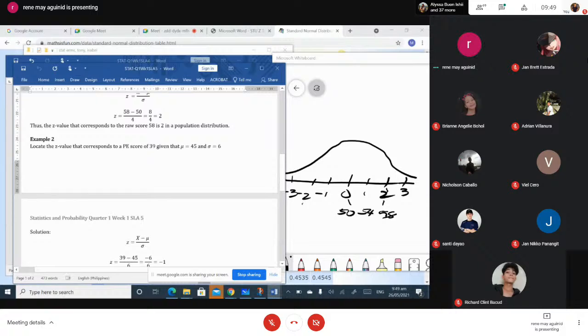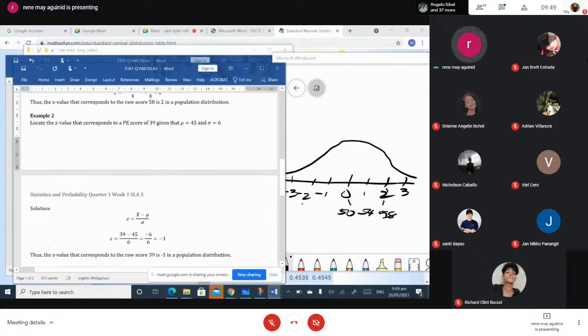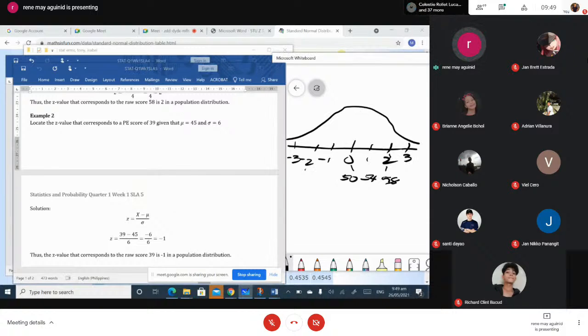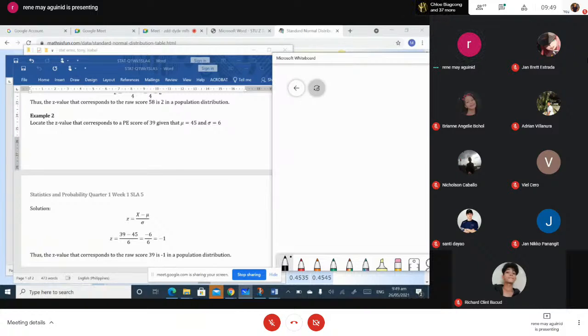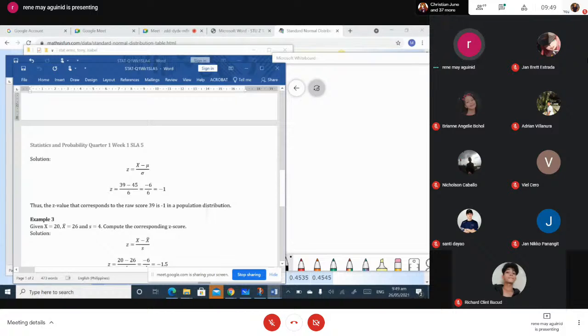Example 2. Find the z value that corresponds to the score of 39 given that your mu is 45 and your standard deviation is 6. So solving that one, that will give you negative 1. Lahi na siya ng normal curve. Kung mag-draw mo, mag-overlap na. So, negative 1, here, negative 1.5.